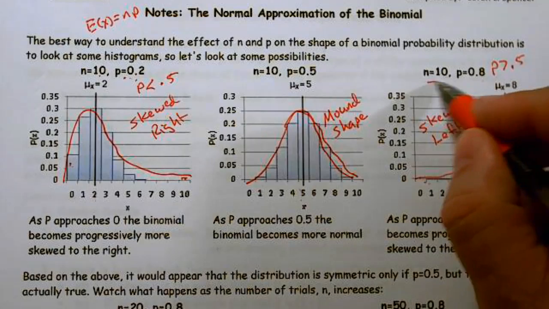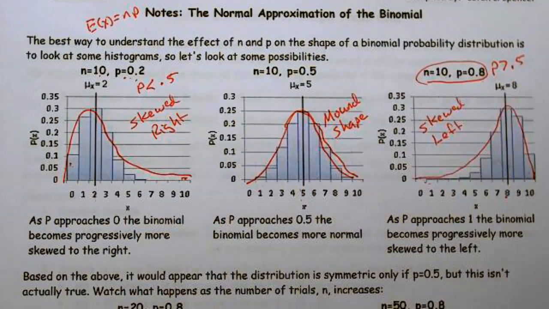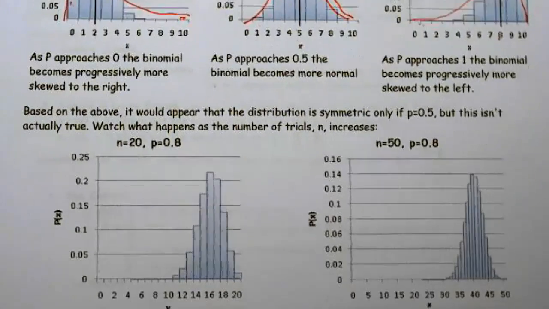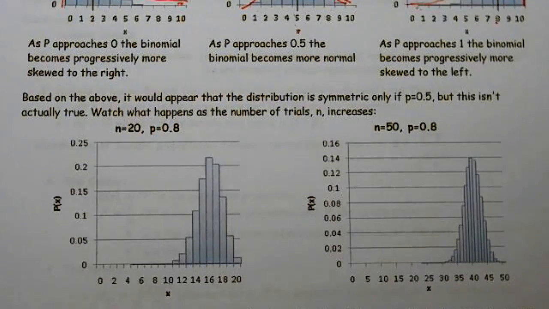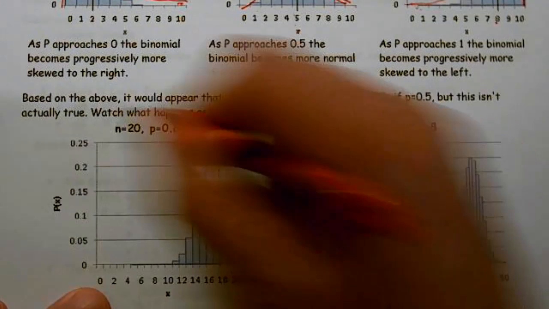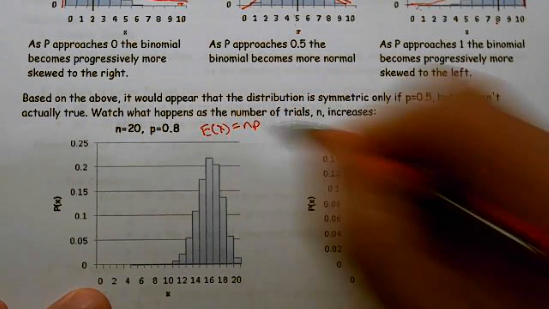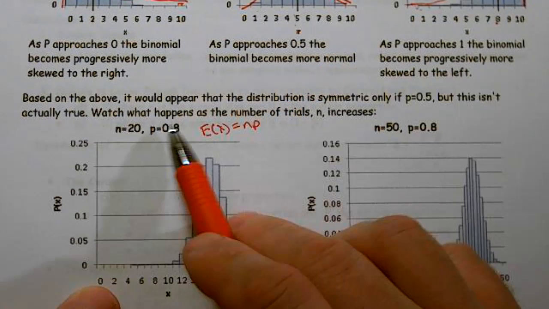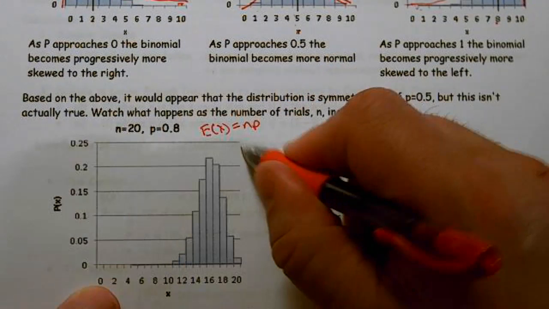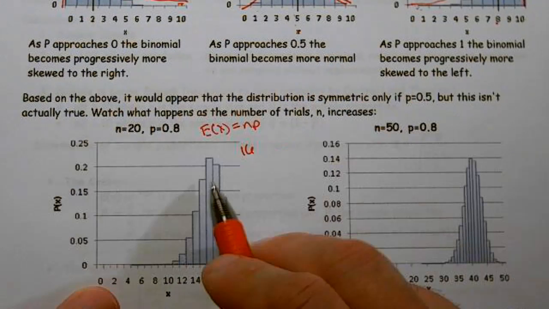So we're going to continue with an 80% probability, but we're going to increase our sample size to 20 and then to 50 and see what would happen. Well, once again, our expected value formula, since we're working with a binomial, is still np. In this case, 20 times 0.8 is 16. And sure enough, we're centered at 16.